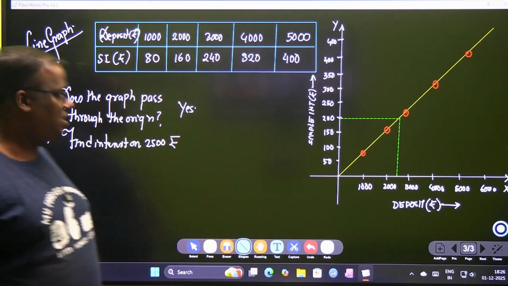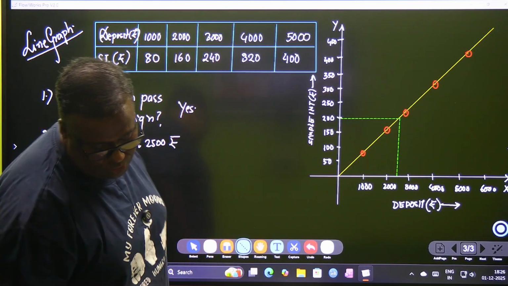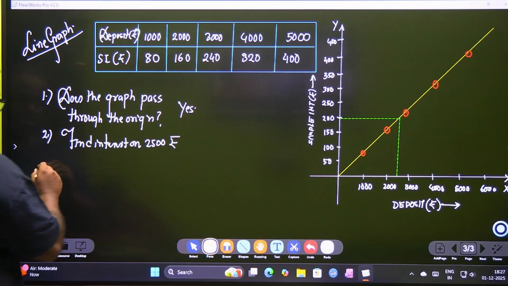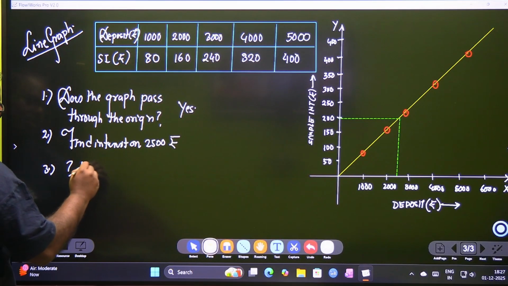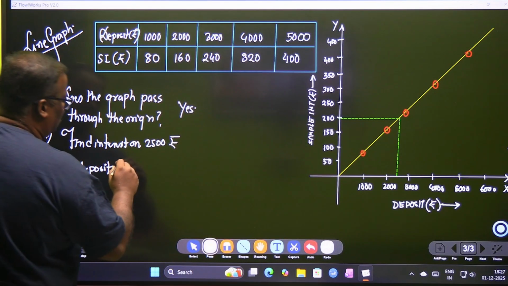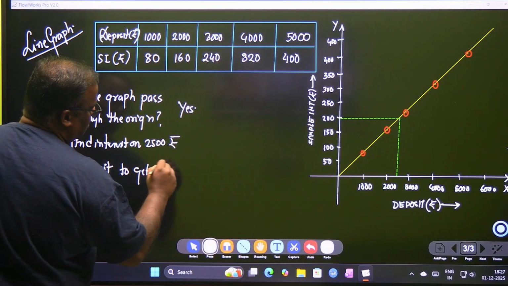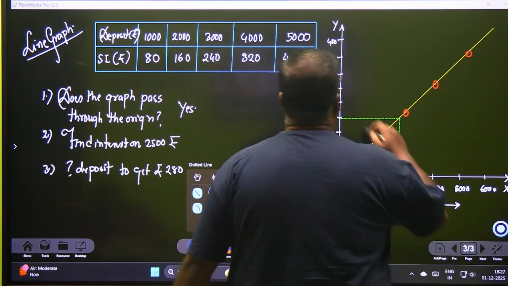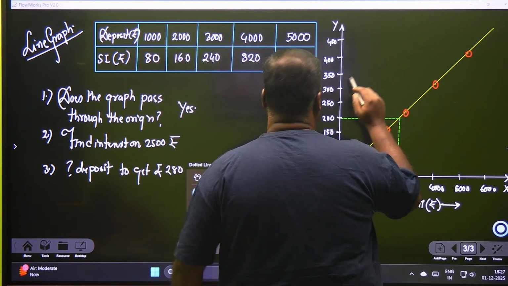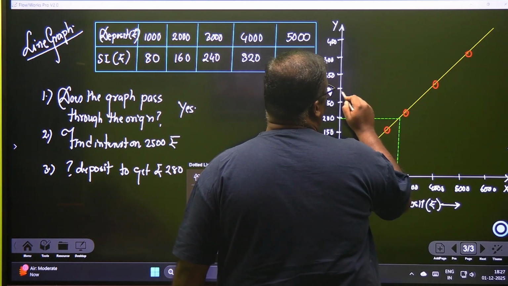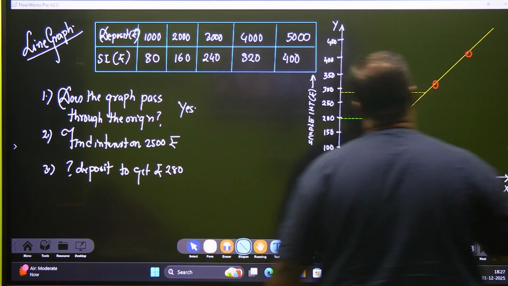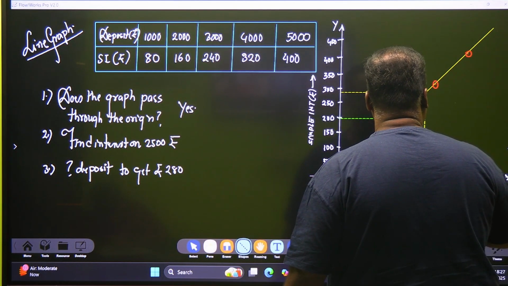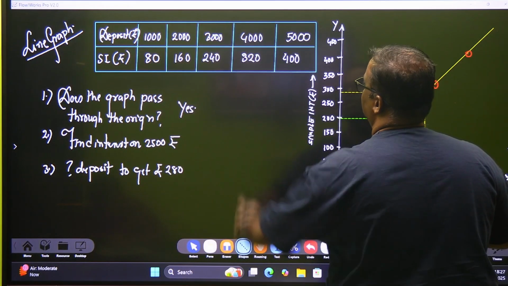Okay. Next question is just the opposite. It says, if you want to get 280 as interest, how much should you deposit? So next question is, how much to deposit? This is the most complicated question you can get. How much to deposit to get rupees 280 as interest? So now what will we do? 280 as interest. So you pick 280. Pick your 280, and 280 will be somewhere here, and draw the line to match the graph, and from the graph you can pull it down. It will be something like 3,500. At 3,000 how much have we got? Yes, see.